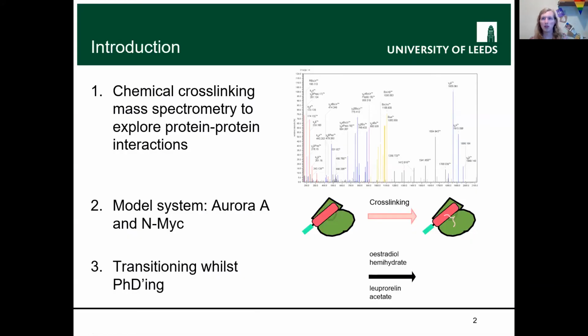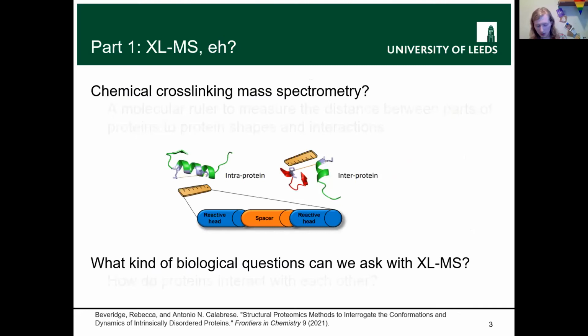So I'm a final year PhD student at the University of Leeds. I'm really interested in finding the structural basis of protein-protein interactions, both in their cellular context and in a more abstract context. I do this primarily through chemical cross-linking mass spectrometry. I'm going to talk to you guys a bit about that to start off with, and then I'm going to look at some of my data, and then finally, for the last half of my talk, I'm going to talk about being a trans student and transitioning whilst doing a PhD. So to kick off, chemical cross-linking mass spectrometry.